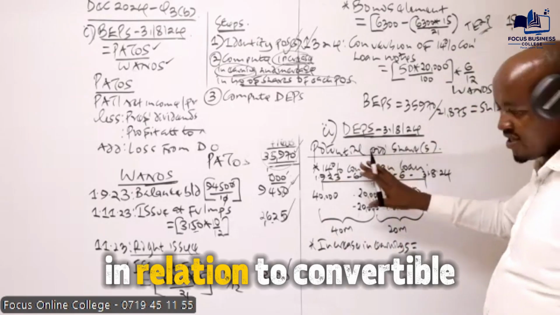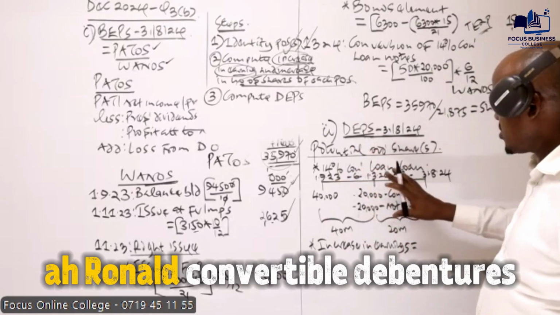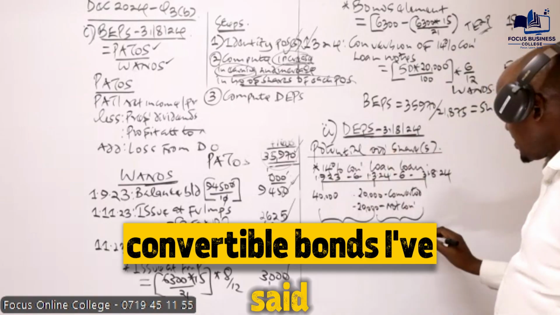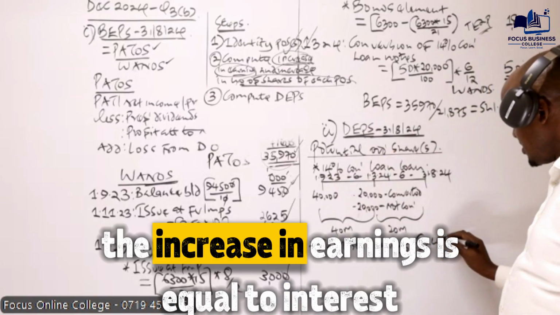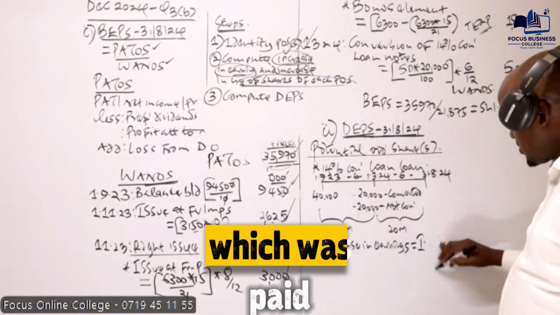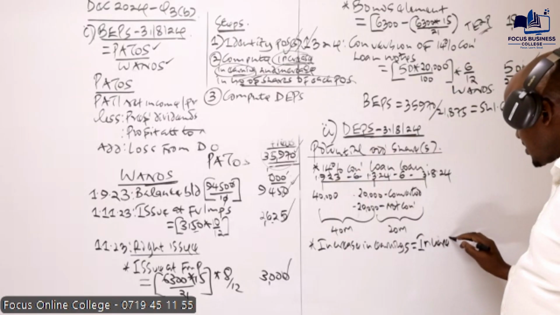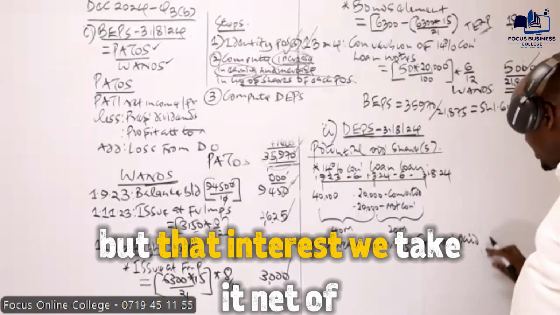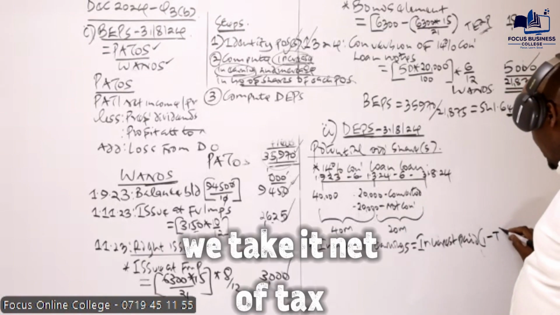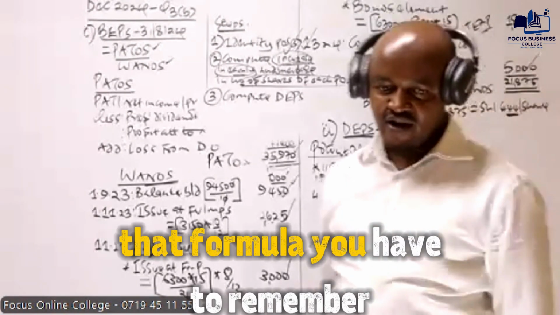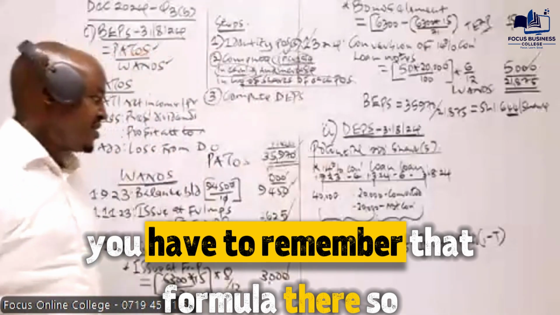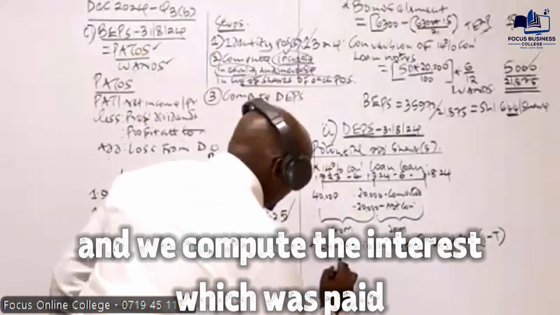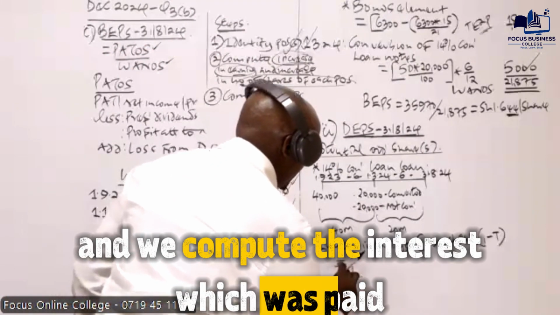In relation to convertible loan notes, convertible debentures, convertible bonds, I've said the increase in earnings is equal to the interest which was paid by the company, but that interest we take it net of tax. That formula you have to remember. So having that, we need to move and compute the interest which was paid.